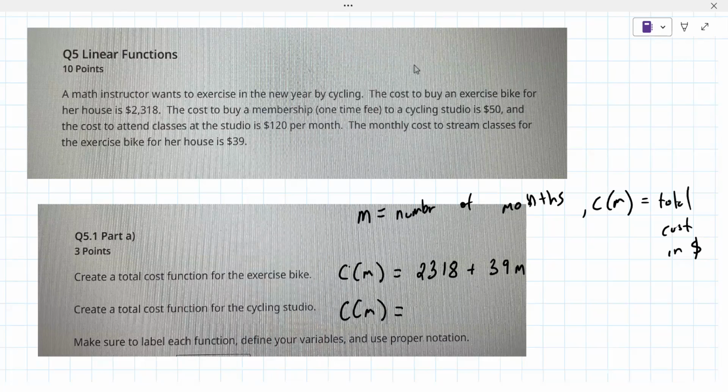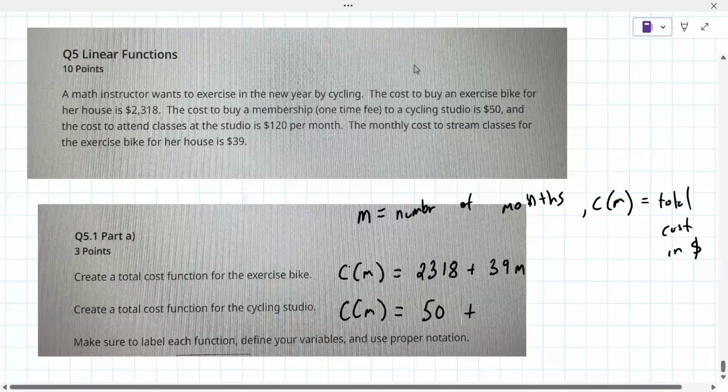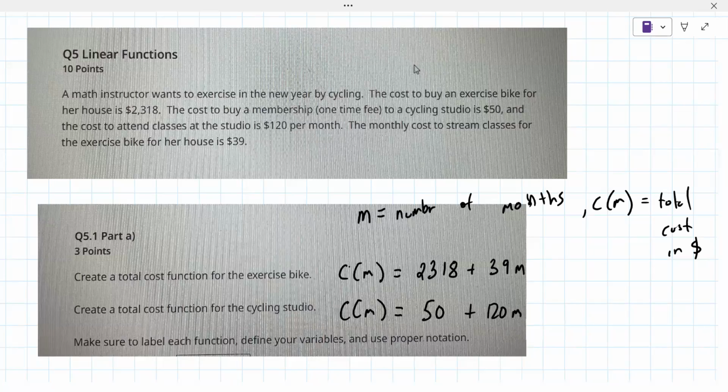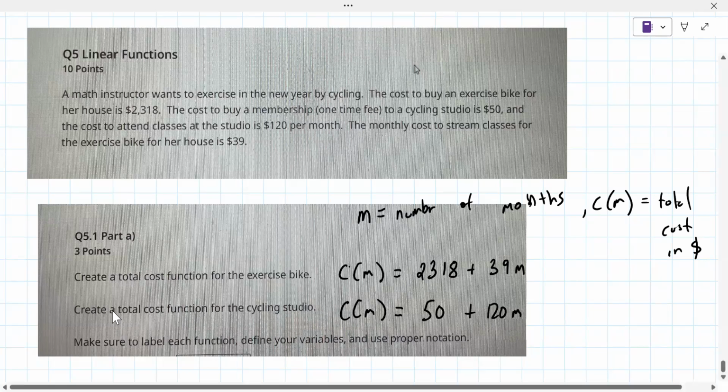Is it 50 plus 120 M? Okay. Now there's a little more to part A that I'm not seeing here. Maybe that is it. That looks like it. Is that the bottom of part A down here?